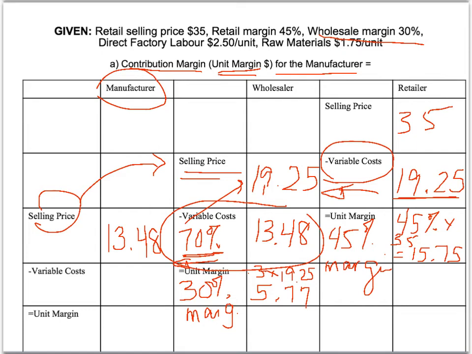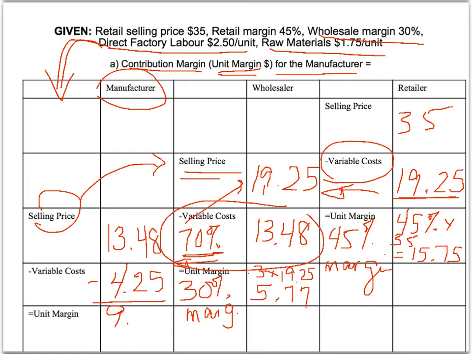Okay. Now we know that we have raw materials and direct labor as our variable cost, which tally up to $4.25 in total. So when you subtract that, you end up with a unit margin or contribution margin of $9.23. So that answers part A of the question, $9.23. Keep that unit margin in mind. We're going to need it for the following slides.